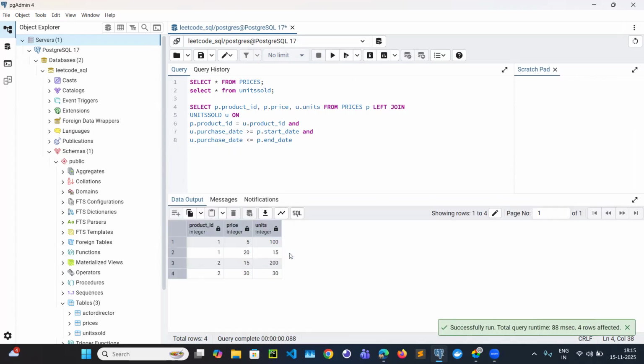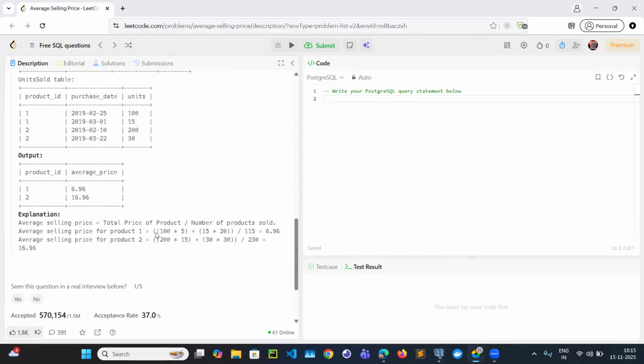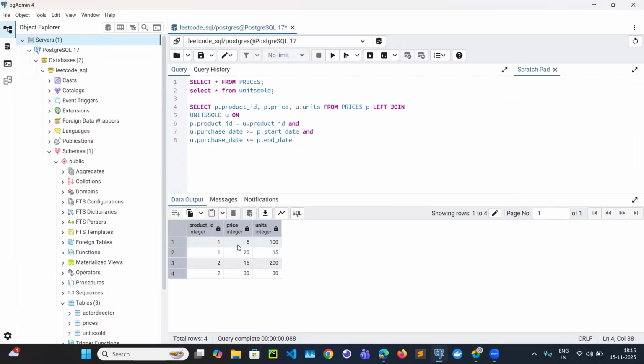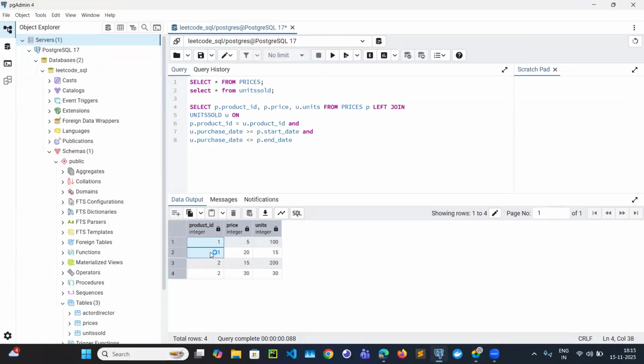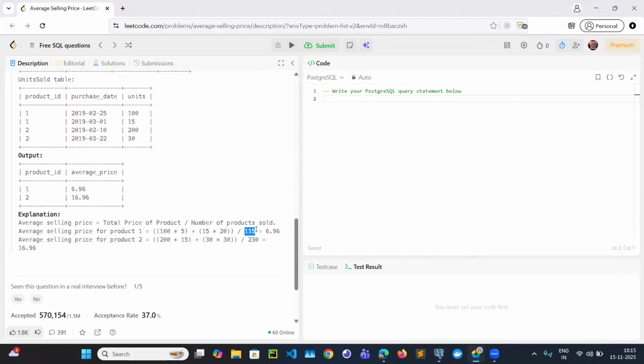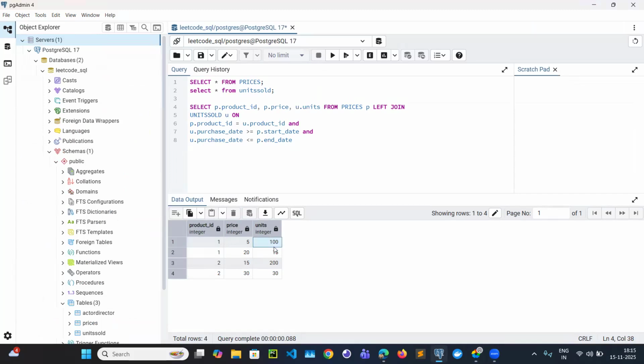Okay, so now we have that. Now you could see they are doing some calculation, 100 into 5, 15 into 20, and then they are doing the sum. We can also do the sum because it is a group by. And after that they are dividing by 115. We can also divide by the sum of the units. You can either create a CTE or do it on top of this table.